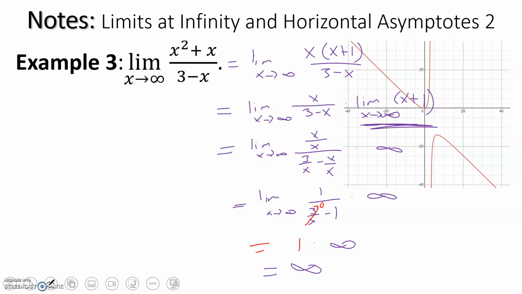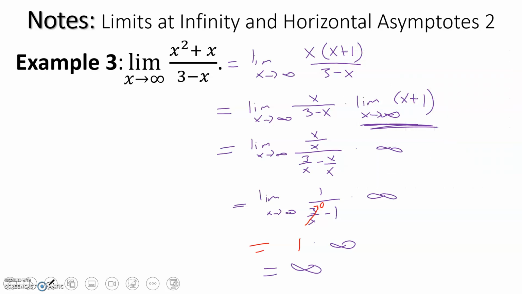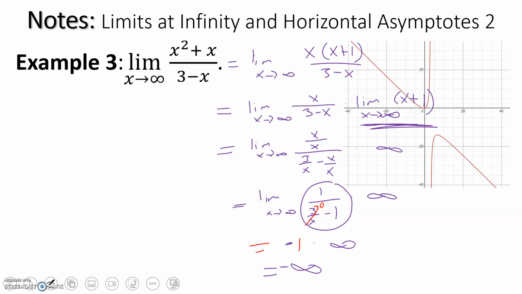Now looking at the graph, we can see that that's not true. Okay, let's backtrack. Note here, this on the denominator is 0 minus 1, so it's 1 over negative 1, so it's negative 1. So negative 1 times infinity is negative infinity. As we approach infinity, this goes down to negative infinity.